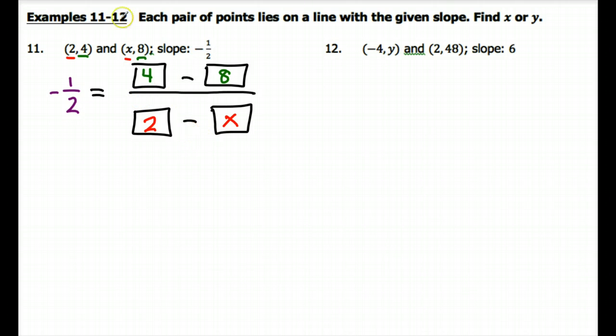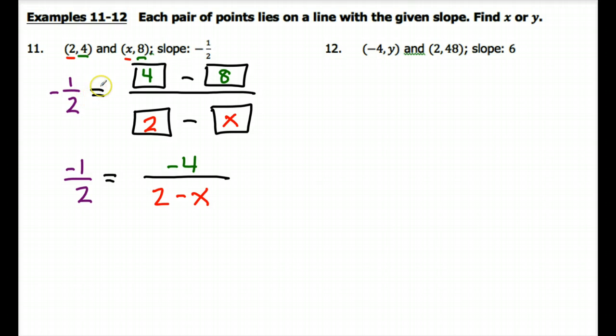Now I'm going to simplify a little bit. -1/2, we can also rewrite that as -1 over +2. You'll see why I did that in a second. Equals, for the top part, 4 minus 8 is just -4. And for the bottom part, I have 2 minus x, which I need to leave written as 2 minus x. Okay? We now have an equation, or more specifically, a proportion.